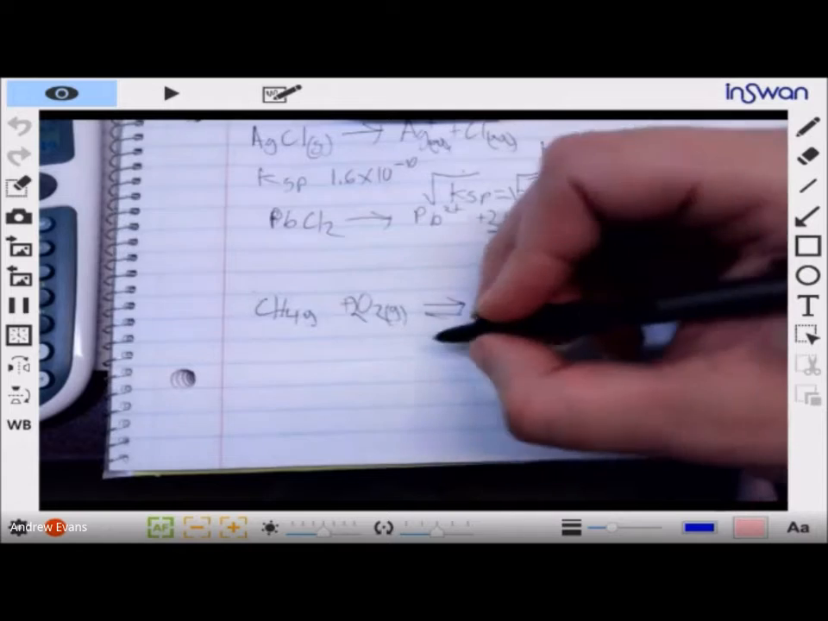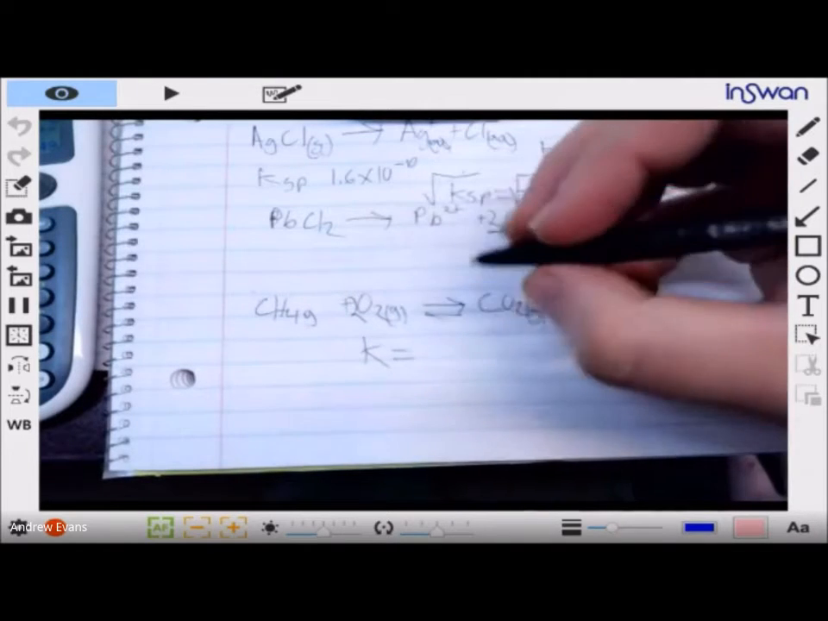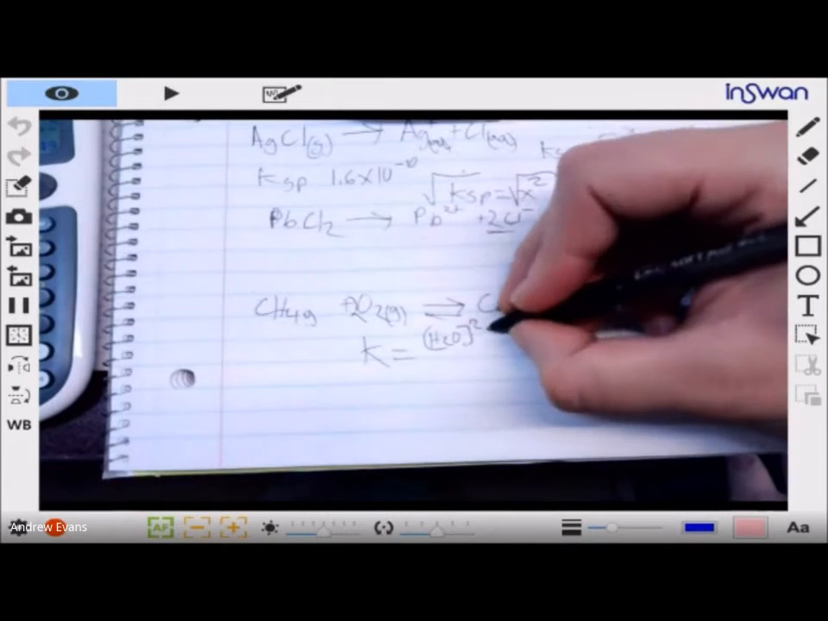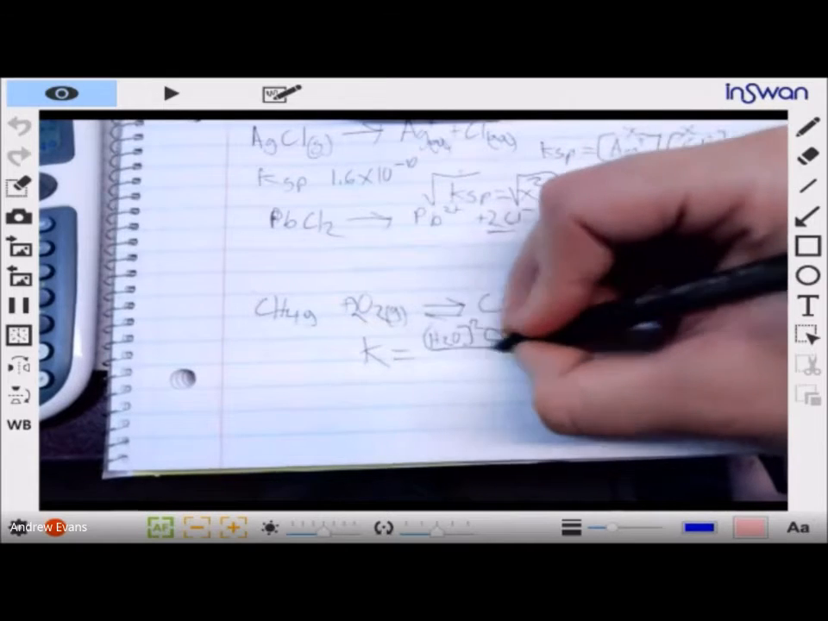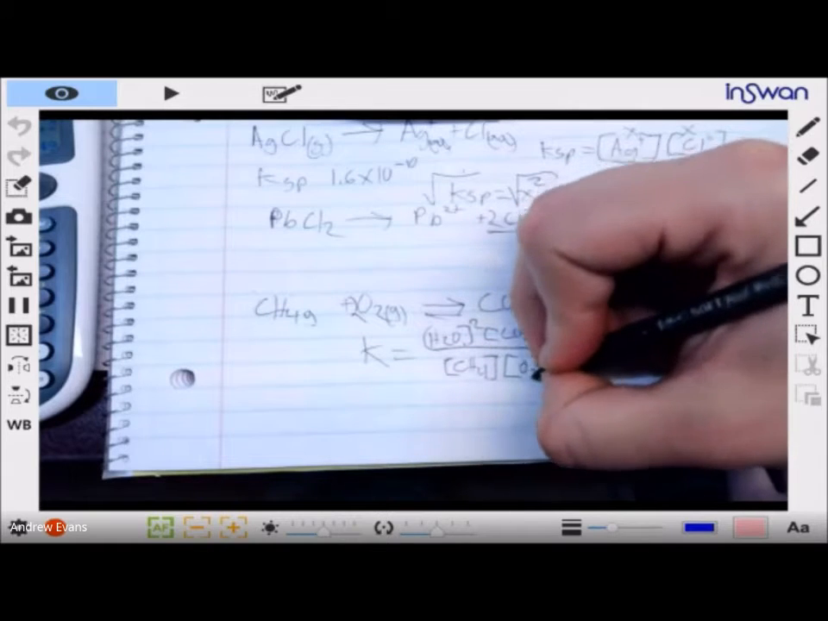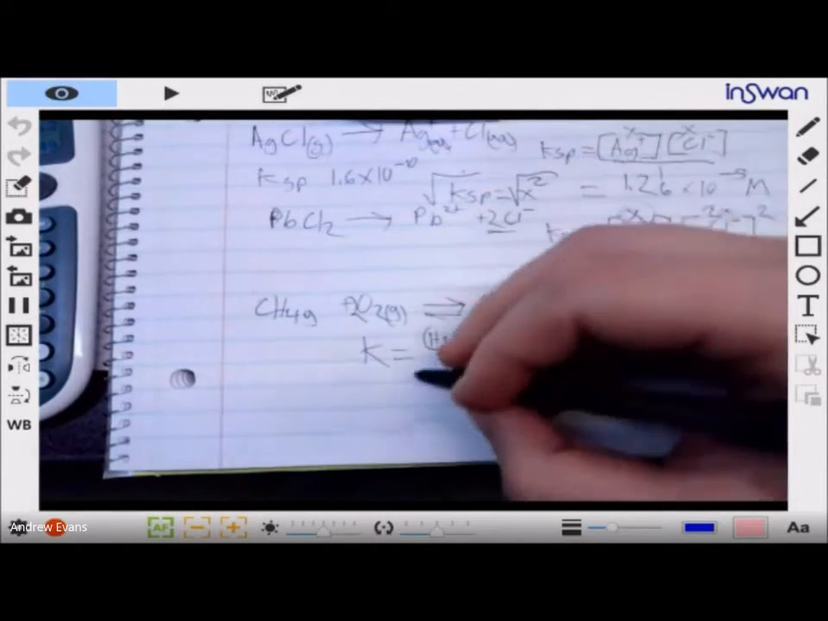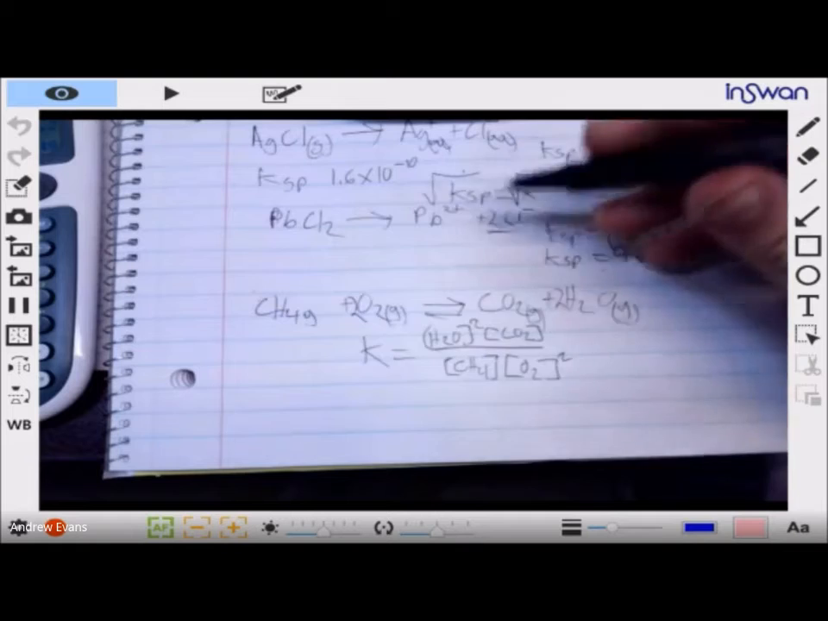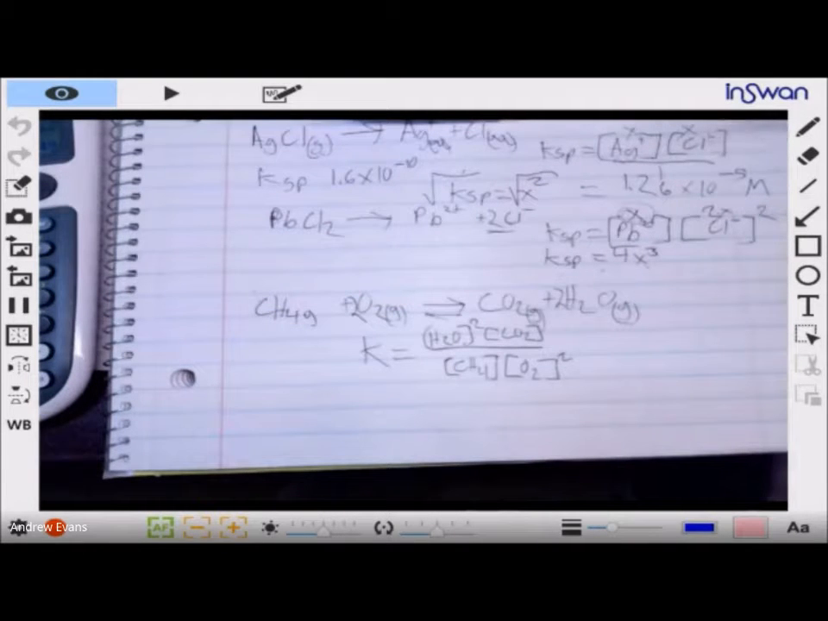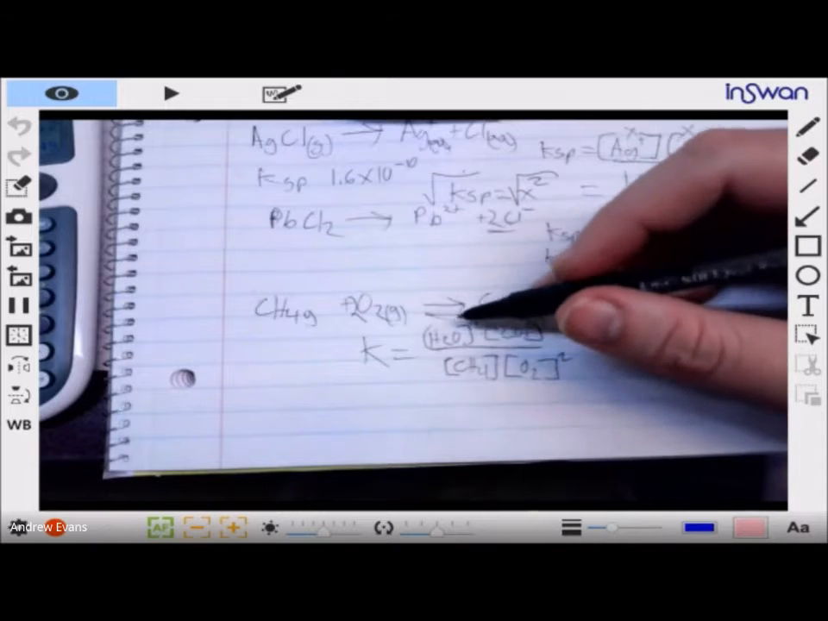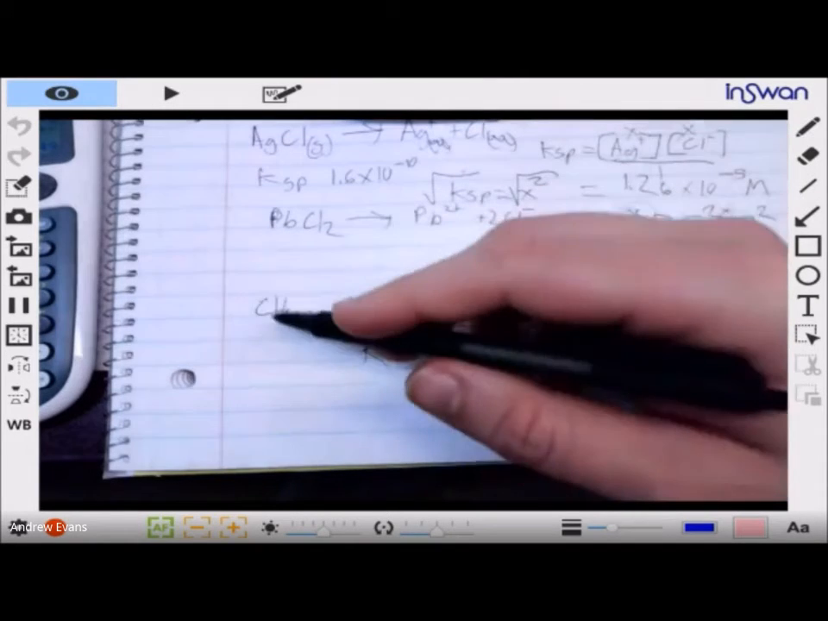If I were to set up a K expression for this, K is equal to H2O squared times CO2 over CH4 and O2 squared. The K would say, when the reaction has stopped reacting, when the reverse reaction is countered by the forward reaction and they are countering each other, what are the concentrations involved? Well, for this reaction, you would expect there to be almost none.